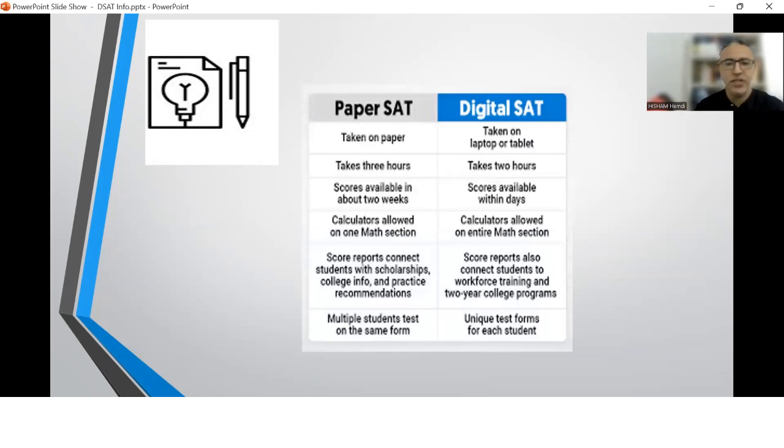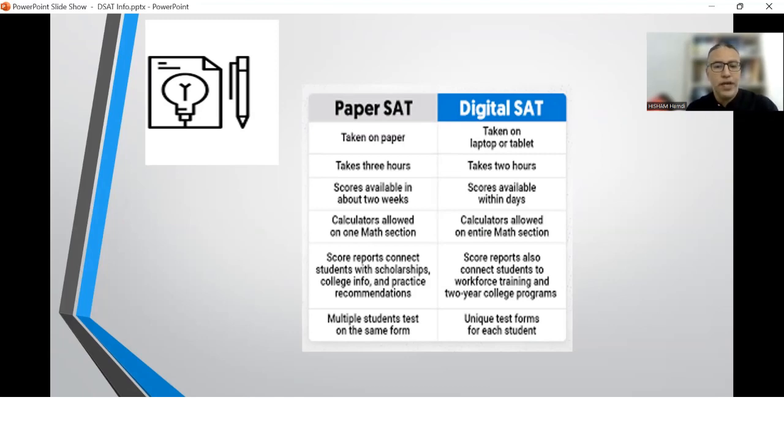So mainly, let's wrap up what we said. The difference between the paper and the digital: taken on paper versus taken on your laptop using the Bluebook app. The paper takes 3 hours. The new one takes about 2 hours. Scores were available in 2 weeks. Now the scores are available within days. Maximally, they are saying from 1 week to 10 days maximum. Calculator was not allowed in one section but allowed in another section on paper. But now calculator is allowed, and it has very good, fantastic features like Desmos, and you can use the graphing.